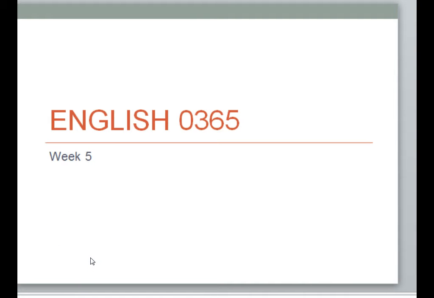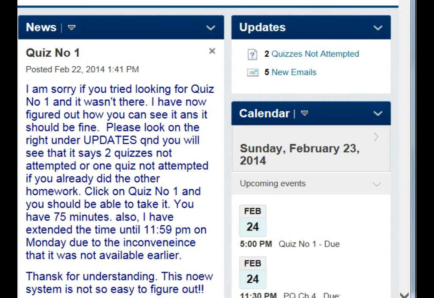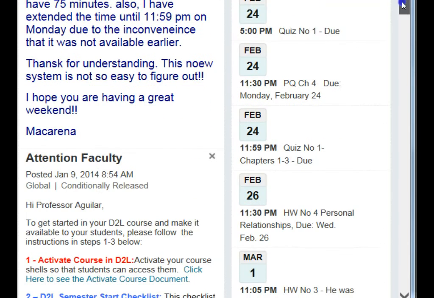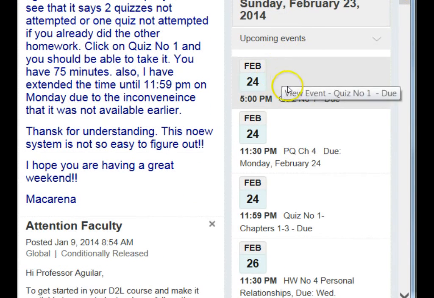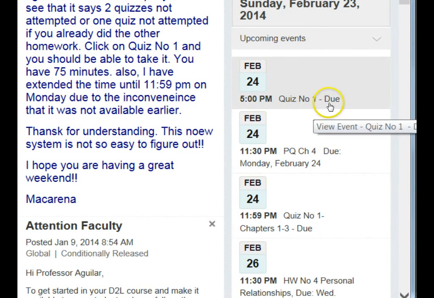Before we do that, I want to show you the main page and point out some important parts there that you should be aware of. When you look at the main page, you're going to see that there are two quizzes that are attempted. One is the quiz and the other one is the homework that you have. Here it says 5 p.m. quiz number 1 due. I was not able to delete that, but that's not the right one.